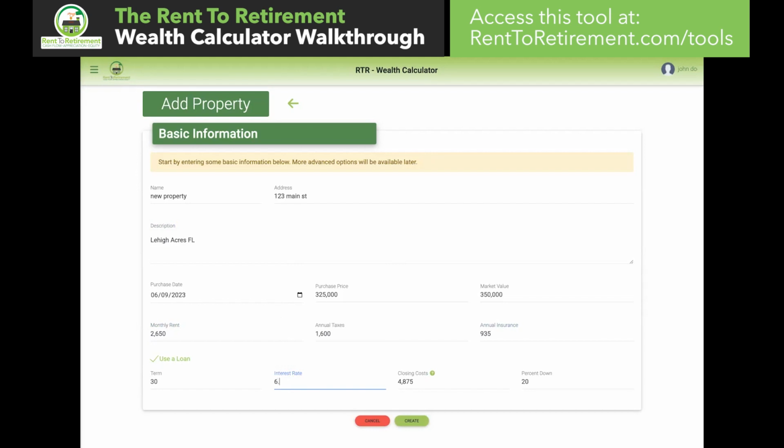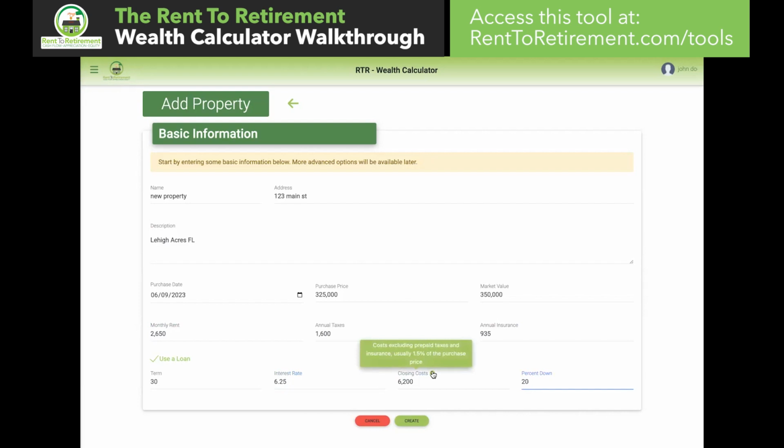We know that right now we actually got quoted at 6.25. Closing costs, I think this automatically defaults to 1.5%. You can put in whatever you want. In Florida, we know we have transfer taxes. So actually closing costs was $6,200 on this property, and 20% down because it's a single family residence.